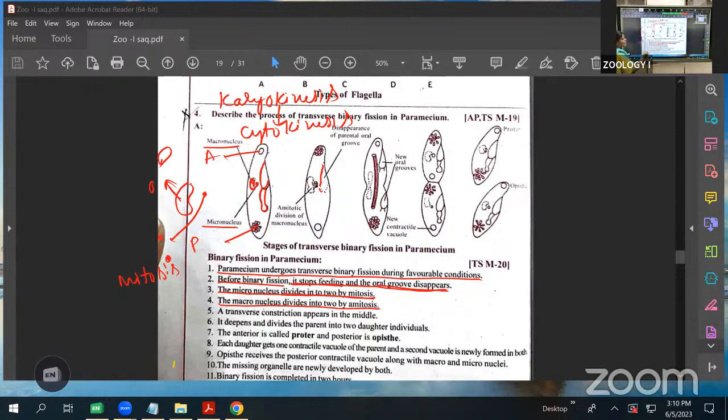Here, next the transverse division follows after the karyokinesis is over. Up to here, see this one.